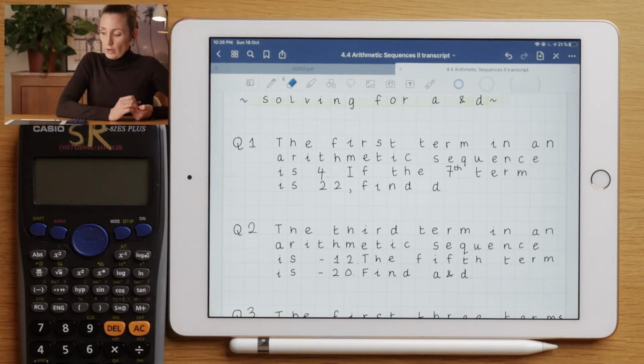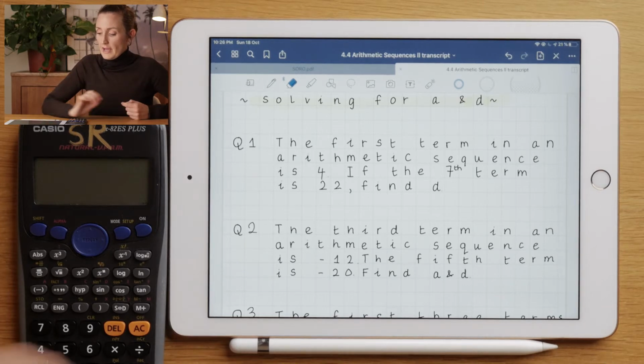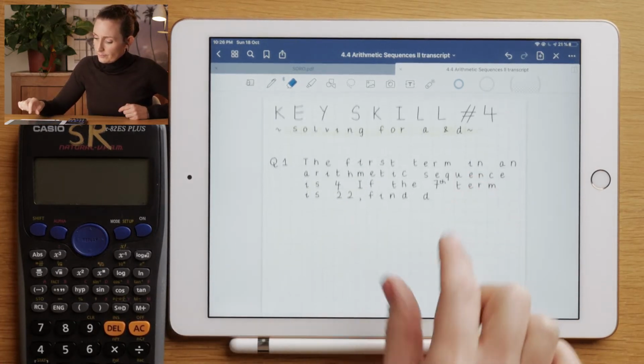In Key Skill 4, we're going to be solving more difficult problems using the nth term rule that we've learned before. We've been told in question 1 that the first term of an arithmetic sequence is 4, the 7th term is 22. Find d. So let's get going.